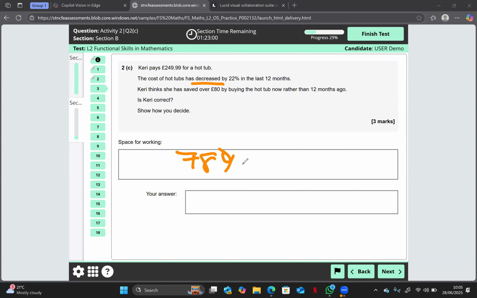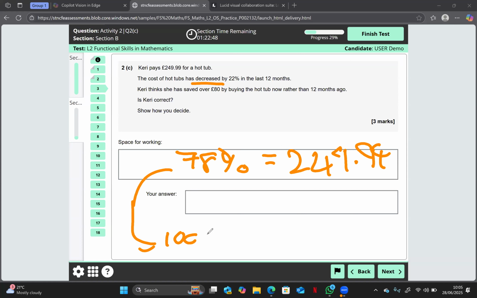78%, which is 100 minus 22, equals 249.99. We need to work out what 100% is. So all we've done is increase by 22%. So we need to increase this by 22% now.